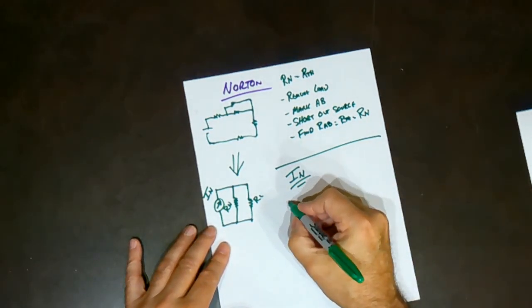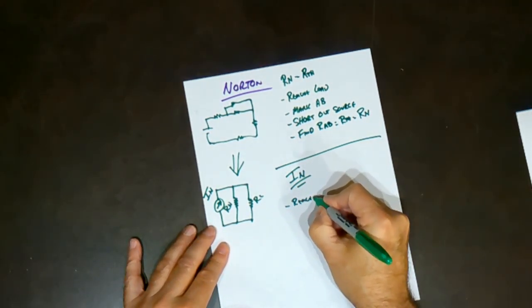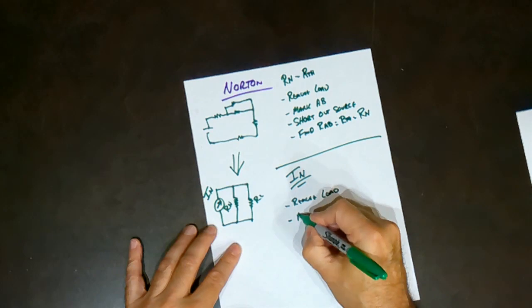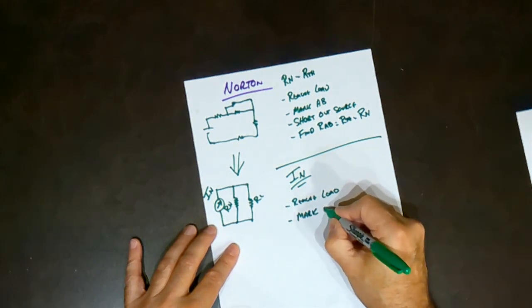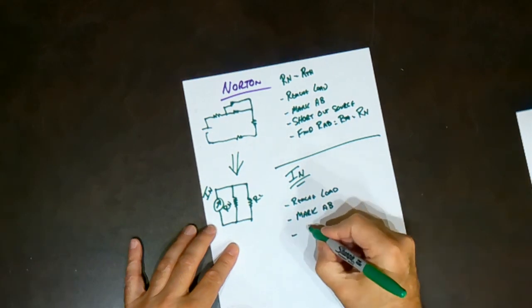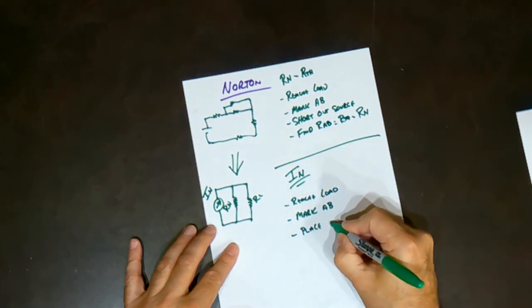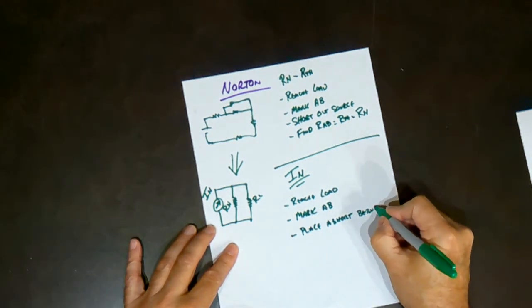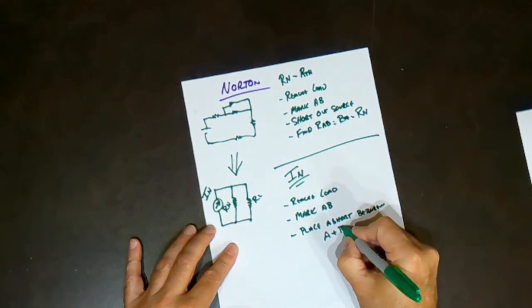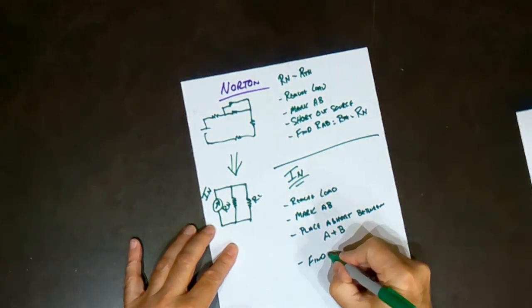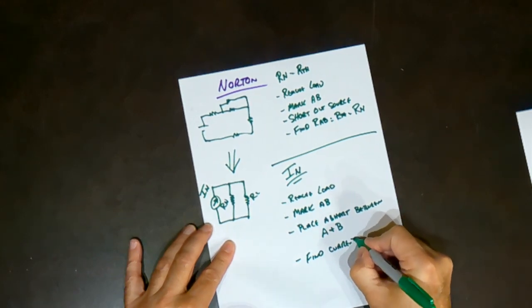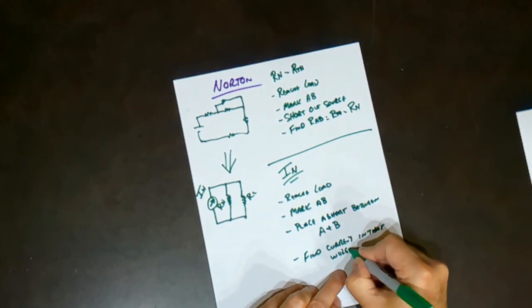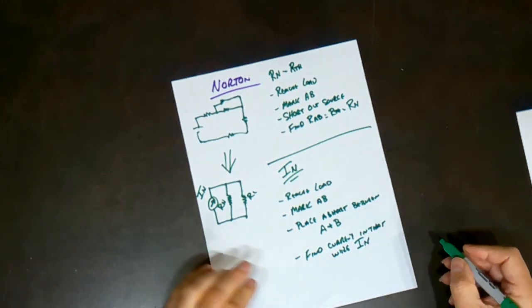So finding I Norton, you're going to remove the load, and then you can mark it A and B, and then you're going to place a short, so that's a wire, between A and B, and find the current in that wire. And that is I Norton.